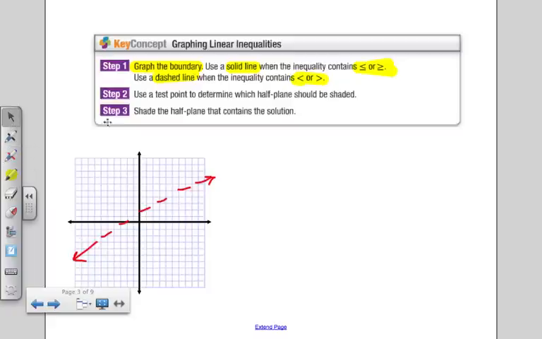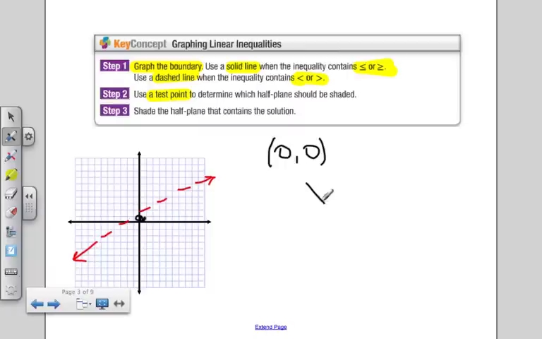All right, and then the next step is you pick a test point to determine if this side of the boundary or this side of the boundary is part of the solution. So the best test point to pick is 0, 0. All right? And you'll take your 0, 0 point and put it into your inequality.